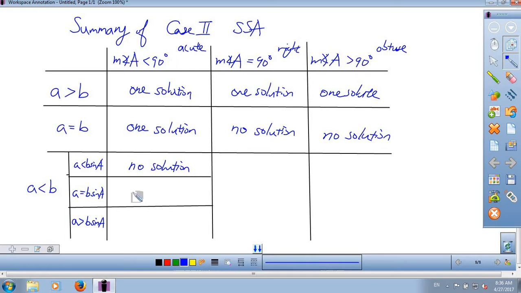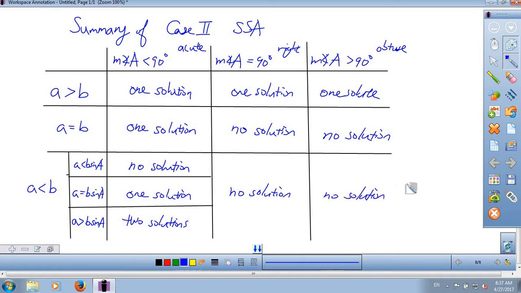If A is equal to B sine A, there's one solution, which is a right triangle. And if A is greater than B sine A but less than B, then there are two solutions: one acute and one obtuse. But if A is less than B, for both the right angle and the obtuse angle given, there will be no solution.